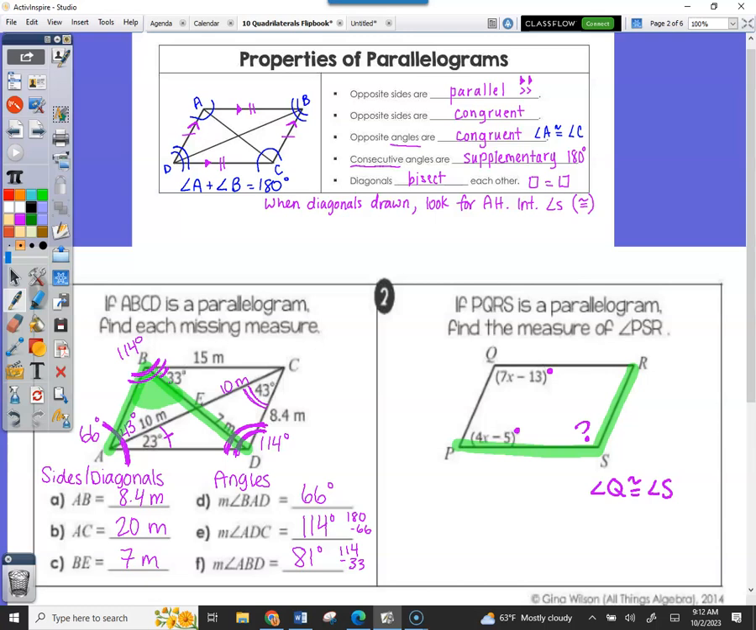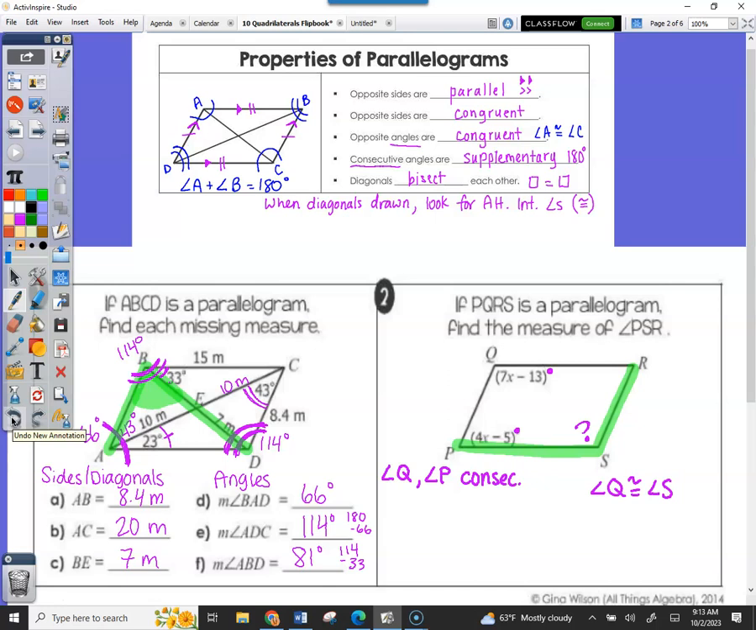The question is, how are angle Q and angle P positioned on the shape? Are they opposite or are they consecutive? They're consecutive because they're on the same edge of the shape. Opposite would be angle Q and S. They're opposite. Angle P and R, they're opposite. So let's make a note. Angle Q, angle P, we don't have a lot of room. We're just going to make an abbreviation. They're consecutive.